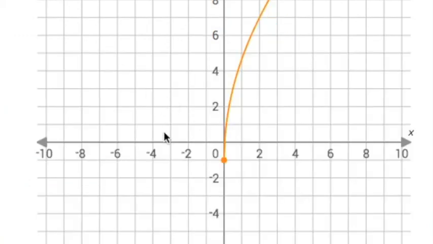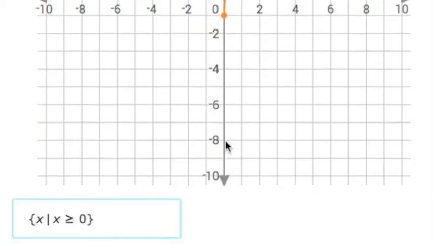What is the domain of this function? The domain is the possible x's. Is 4 a possibility? No. Is negative 2 a possibility? Is 0 a possibility? Yes, 0 is a possibility. I don't look on the y-axis, I look at the x-axis. And right here, 0 is a possibility, negative 1 is not, but 1 is. So it's going to be x is greater than or equal to 0.